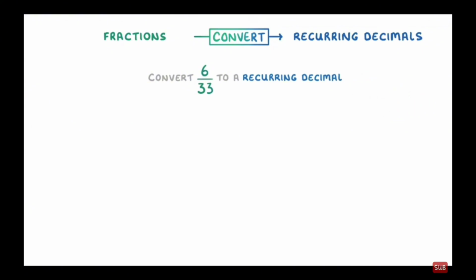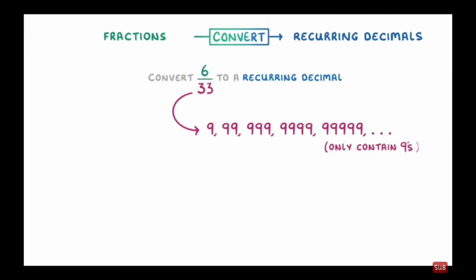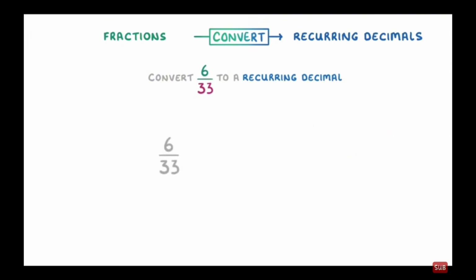The main idea is that you have to convert the denominator to 9, 99, 999, or so on. Basically, you want the denominator to only contain 9s. So for 6 over 33, we could make our denominator 99 by multiplying the 33 by 3. Remember though that if you want to keep the fraction the same, then you have to multiply top and bottom by the same number. So we're going to have to multiply the 6 by 3 as well, so that we get 18 over 99.